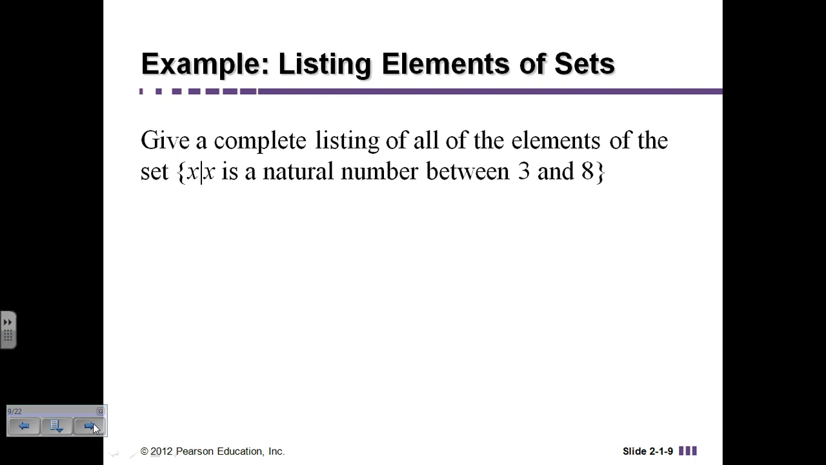So numbers that are between 3 and 8 are 4, 5, 6, and 7. All of those are integers, and all of those are natural numbers. So that is our solution.